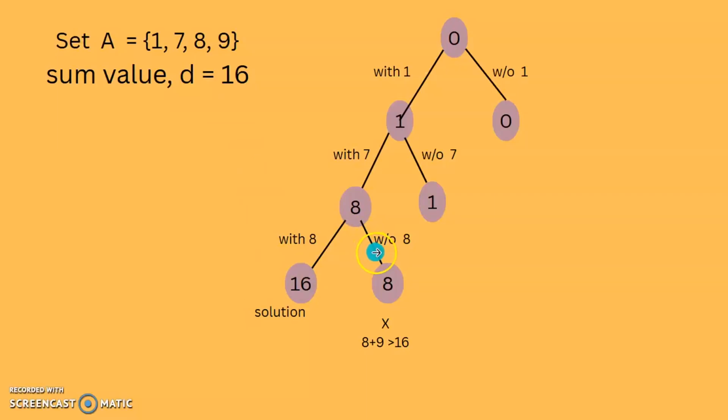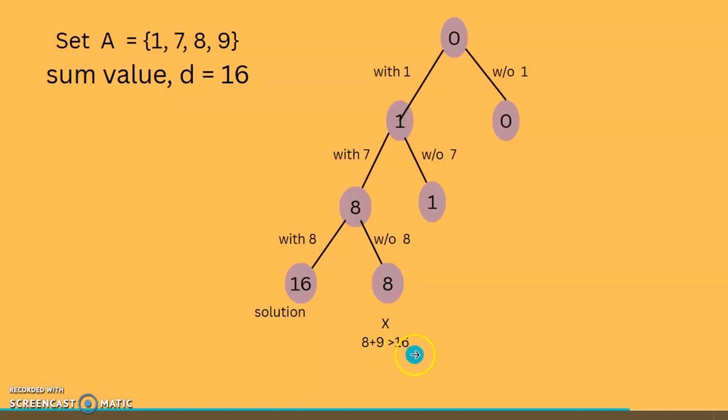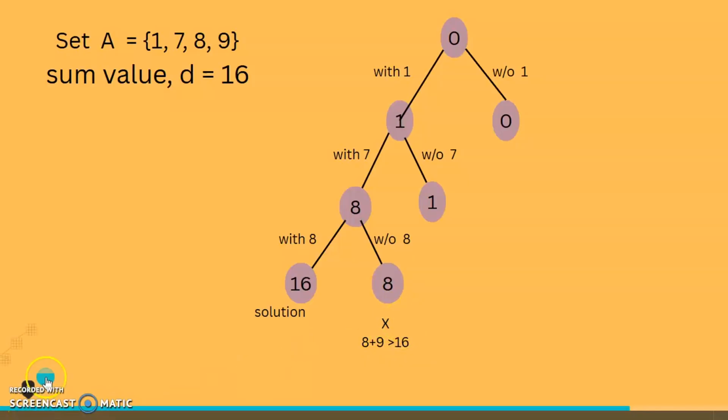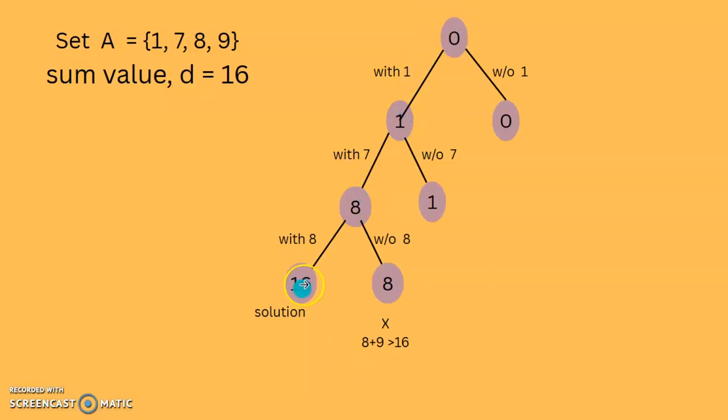But here, without 8, the sum value will be as it is what is available here. But why have I marked this node as blocked? Because the only next element is 9 in this set. If you add this 9 with 8, you will get a value greater than 16. The other option is without 9, which gives the same value 8. So this path will not lead to the solution. This path leads to a solution and this path leads to a dead node, but we want to find all possible solutions.